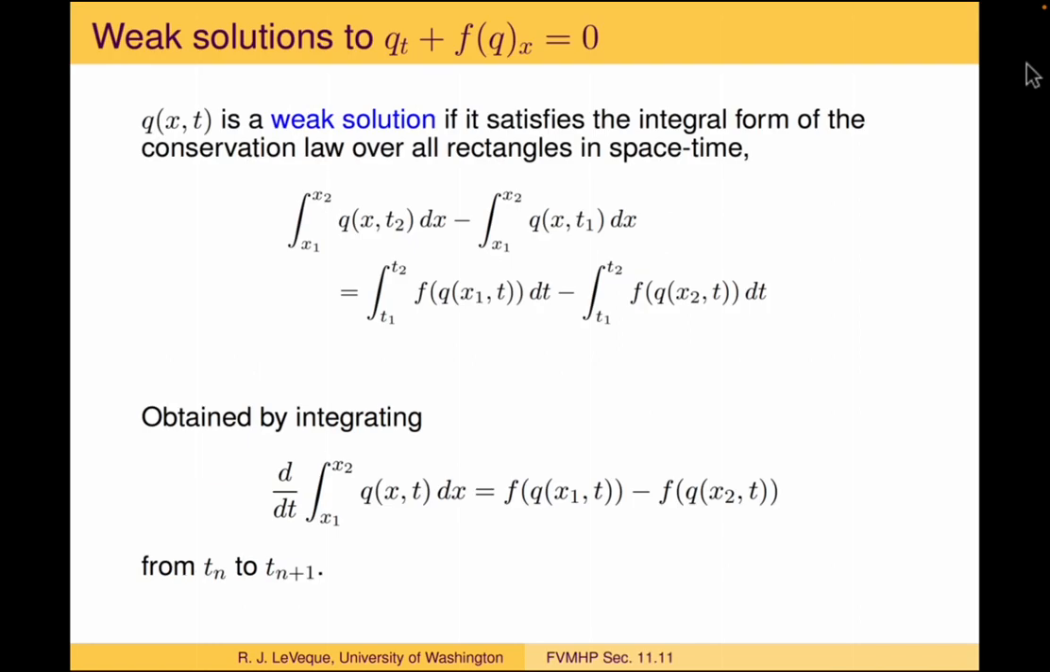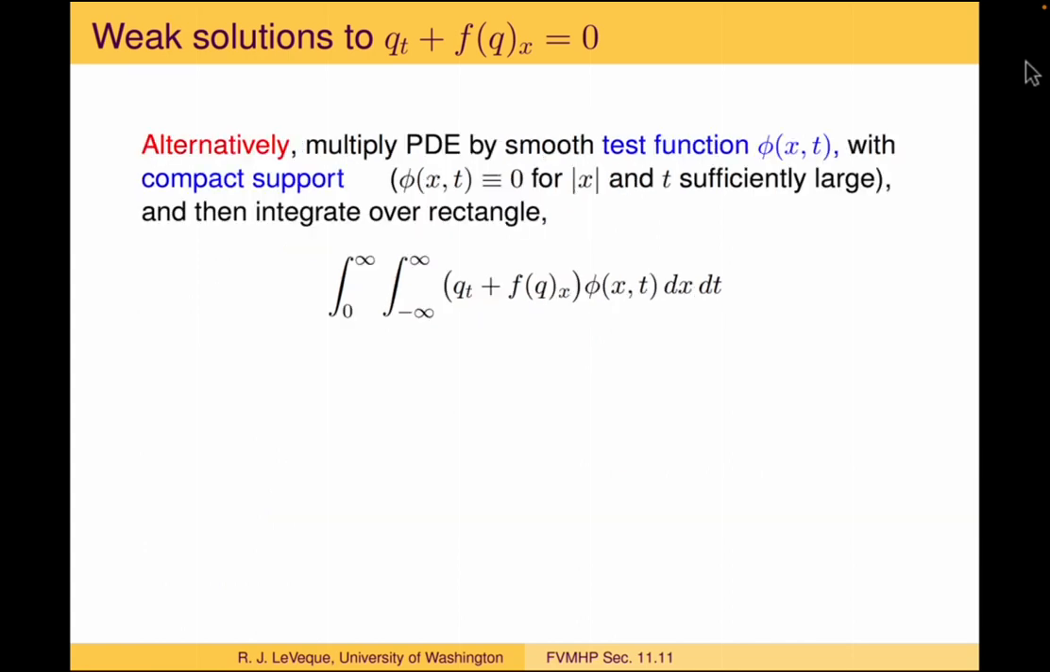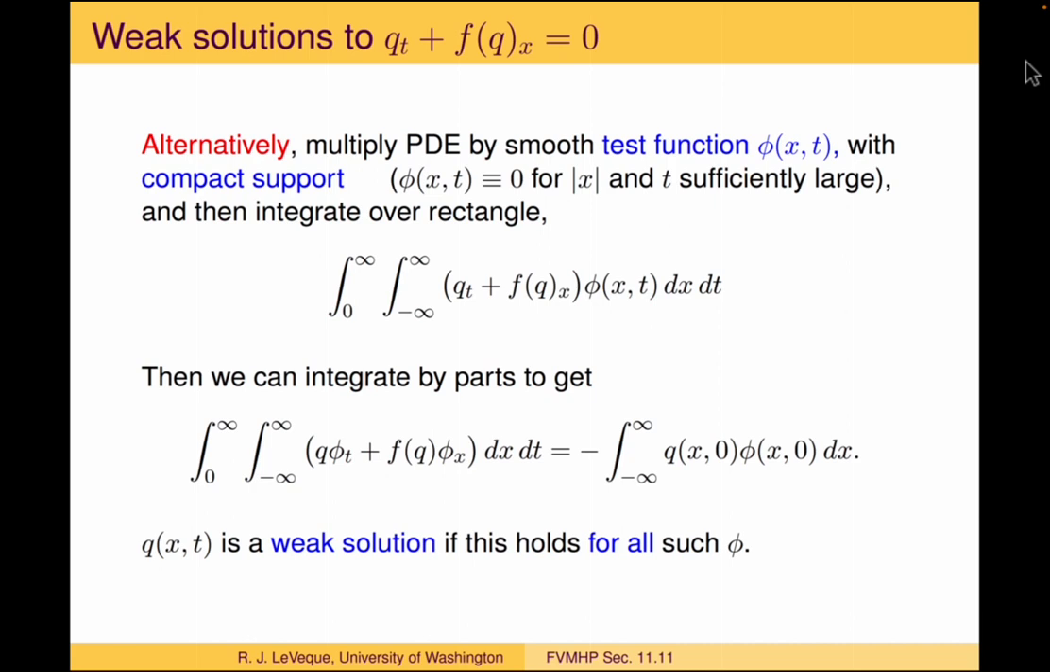So just to recall, we say that Q is a weak solution of the conservation law if it satisfies this integrated form, which we've used to derive the finite volume methods, for example, or equivalently, if we multiply by a smooth test function and integrate over a rectangle and integrate by parts, we can derive this weak form, which we'll be using later on when we look at convergence proofs as well. And the entropy condition we'll look at in similar ways.